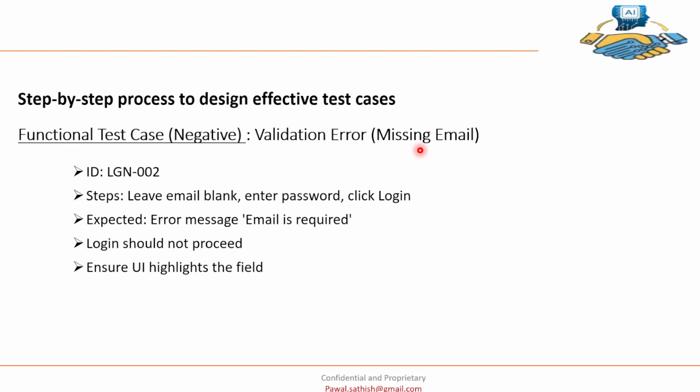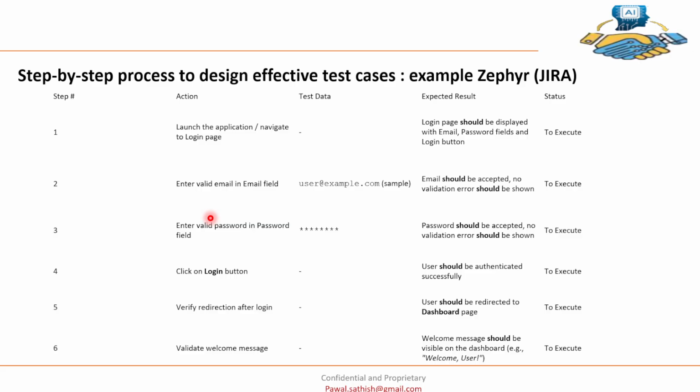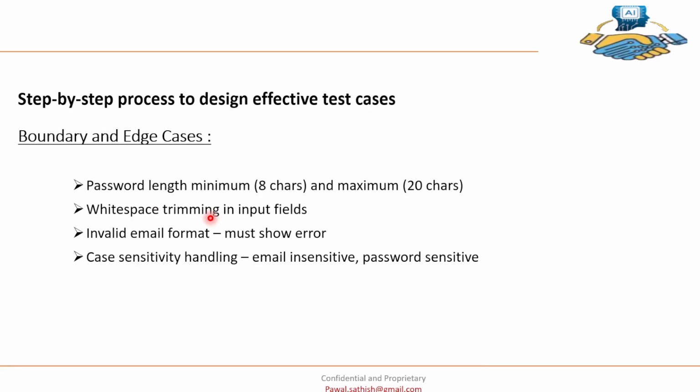Then the next test type is also functional, but it's a negative validation error message, like missing email address. Here we can see if we leave the email blank or enter the wrong password and click on login, then we are expecting a relevant error message, and login should not proceed. So this is the expected result. If we need to design the test cases, we'll use the same format and design them. Then next, we need to consider the boundary and edge cases.